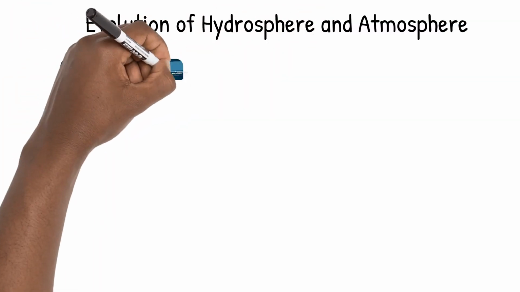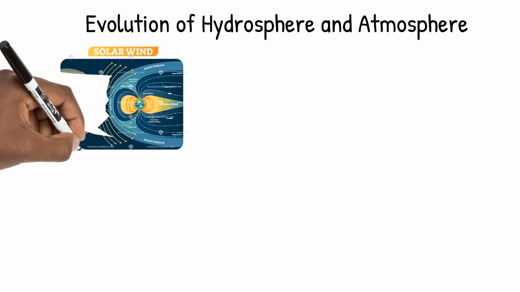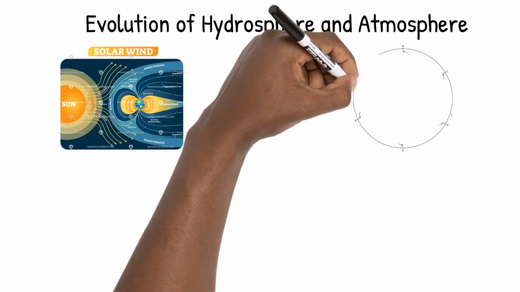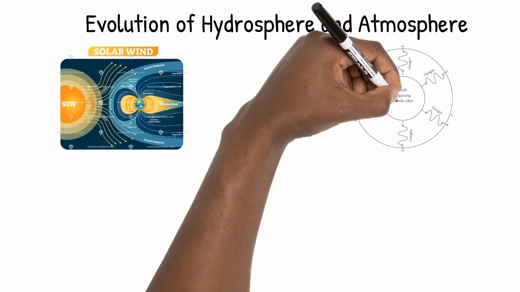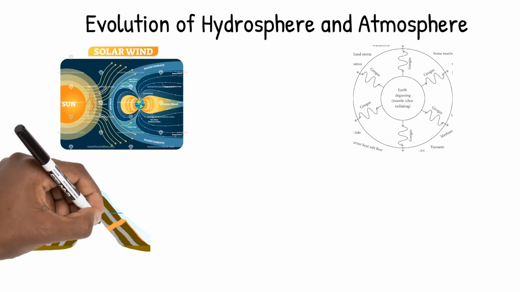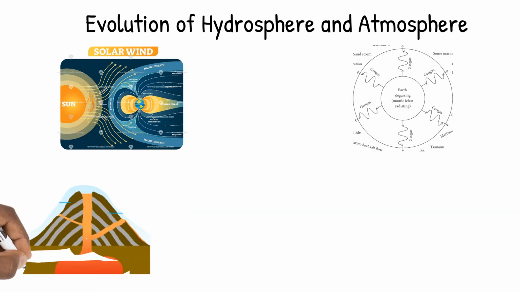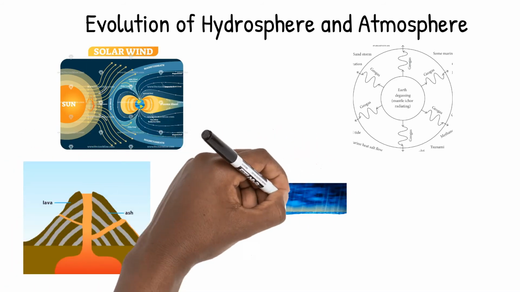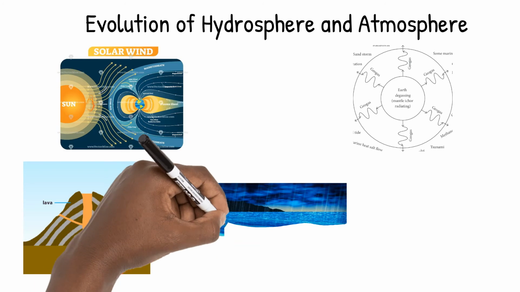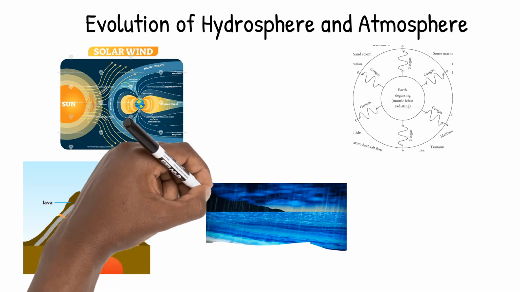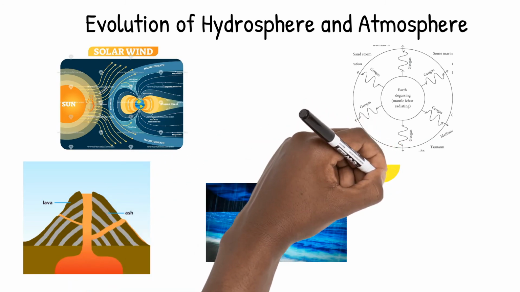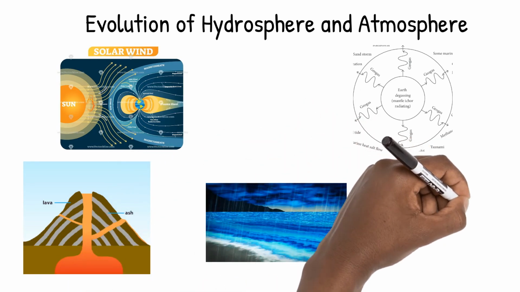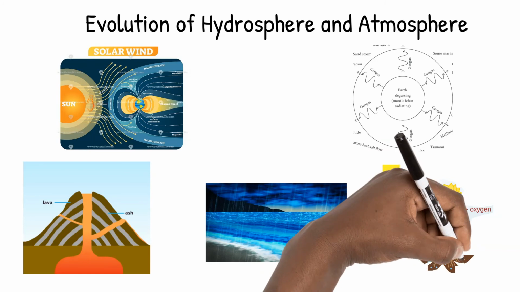Next, we look at the steps of evolution of hydrosphere and atmosphere. Early atmosphere was stripped off by solar winds. During cooling, gases were released from Earth's surface, which is also known as degassing. The volcanoes released water vapor and gases that later condensed. Carbon dioxide, dissolved in rainwater, led to decrease in temperature, which led to more rains and filling up of oceans. Then there was photosynthesis, which led to the formation of oxygen.